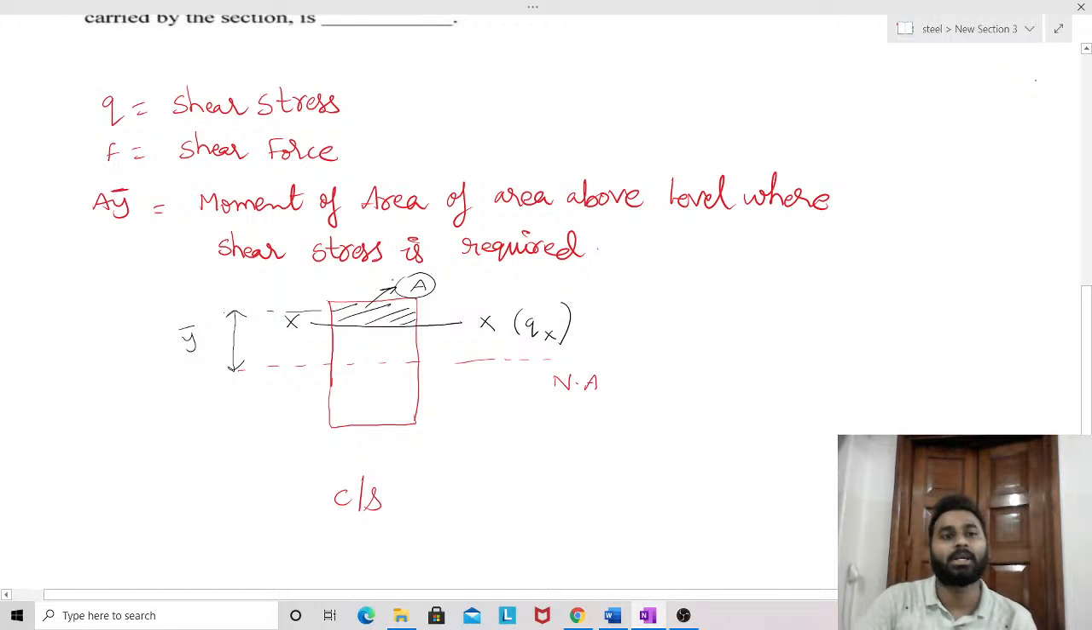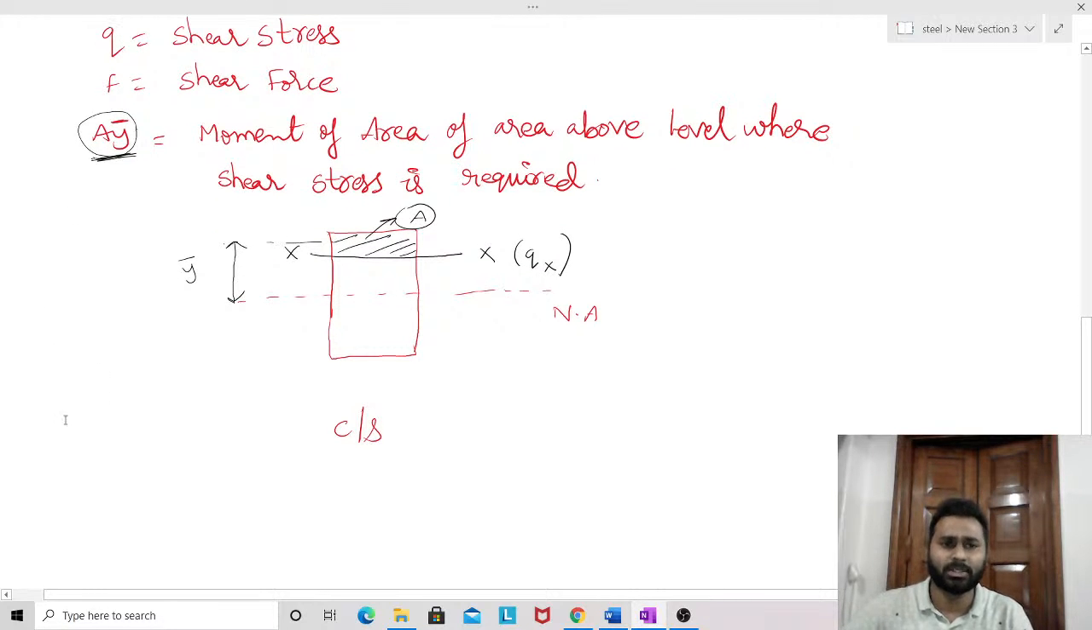Is that clear? So once again I repeat. A y bar is the moment of area above the level where shear stress is required. So this is the level. Now the area above the level is this one, the shaded part. The shaded part is the area above the level where shear stress is required. That is what A y bar is, a somewhat tricky term in this formula. Now the rest of the terms are clear to us.